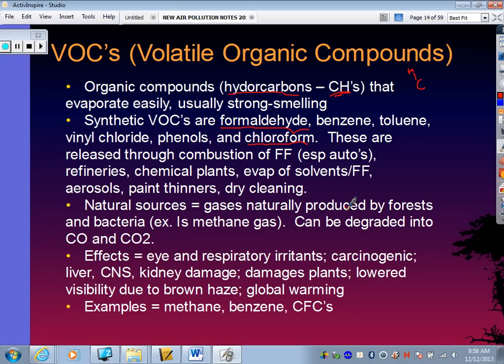Natural sources: gases naturally produced by forests and bacteria. An example of a natural VOC would be methane gas that's produced in anaerobic respiration. So little bacteria that live in the absence of oxygen make methane.